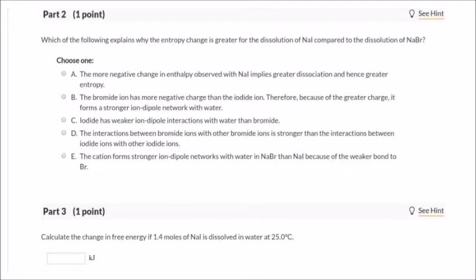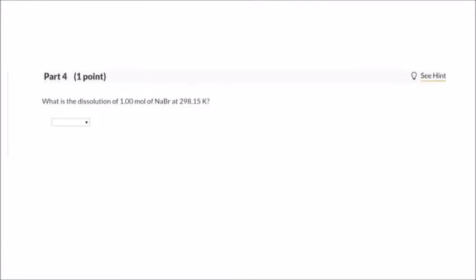Part 3 is to calculate the change in free energy if 1.4 moles of NaI are dissolved in water at 25 degrees Celsius. And part 4, what is the dissolution of 1 mole of NaBr at 298.15 Kelvin?